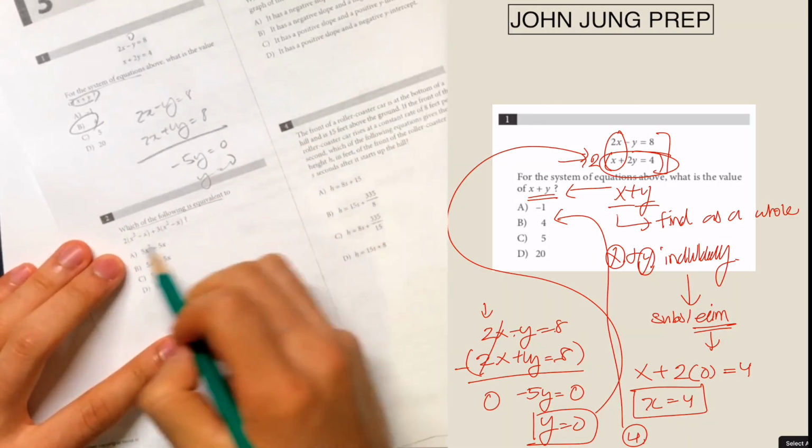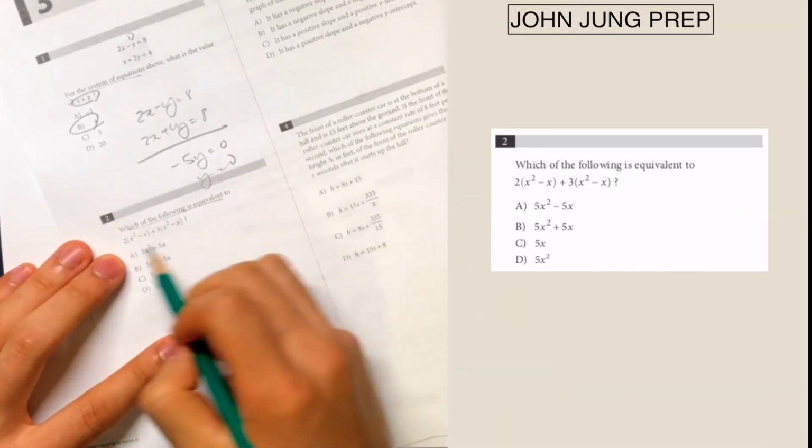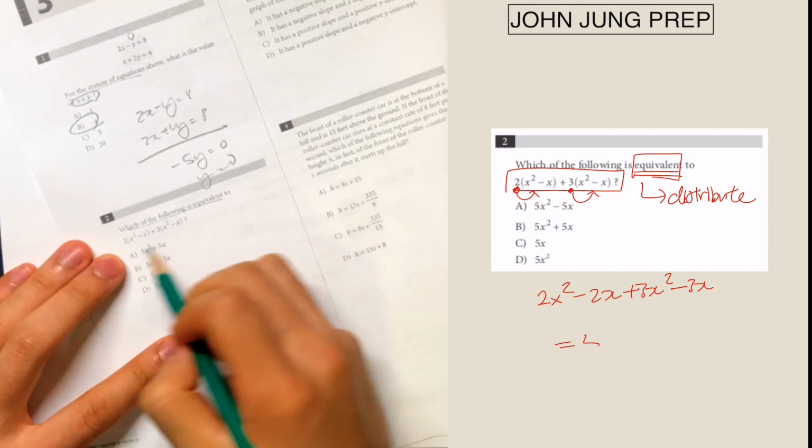Okay, second question. The second question is asking us to find which of the following is equivalent to this expression right here. If you're looking for something equivalent to this, what you have to do is just distribute it. How do you distribute it? You just multiply 2 into this expression right there and 3 into this expression right there, which becomes 2x squared minus 2x plus 3x squared minus 3x. And that's equal to 5x squared minus 5x, which is the answer, A.